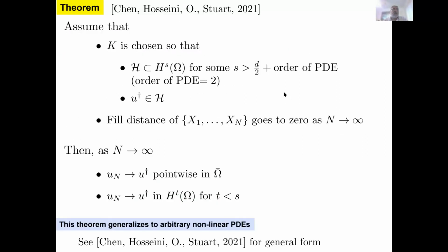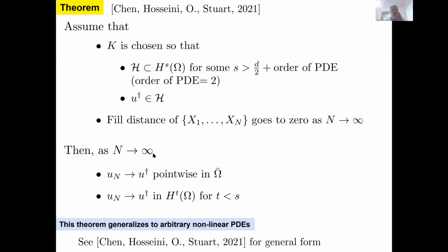Then we have the following theorem. Assume that the kernel K is chosen so that its RKHS space is continuously embedded in the Sobolev space HS for some S greater than the dimension of the space over 2, plus the order of the PDE, which is 2 here. We need that condition to ensure that the PDE can be defined pointwise for the elements of that RKHS. Assume that the solution of the PDE belongs to that RKHS, and assume that the fill distance between collocation points goes to 0 as the number n of those points goes to infinity.